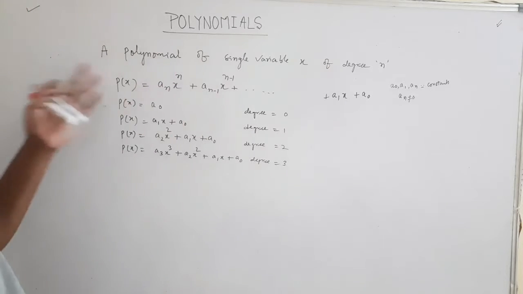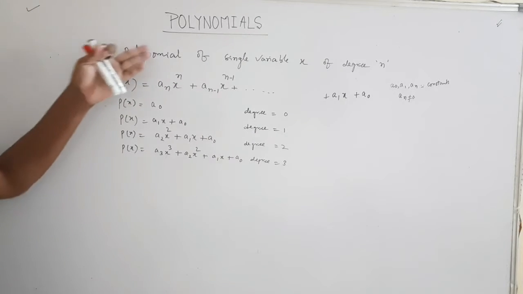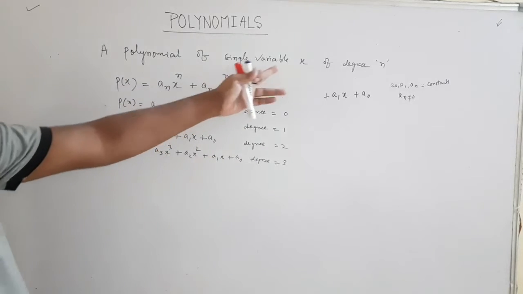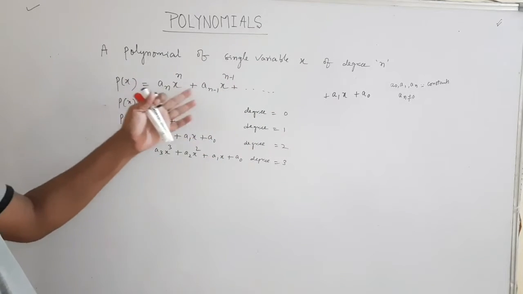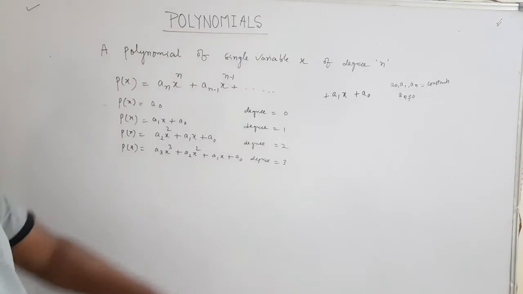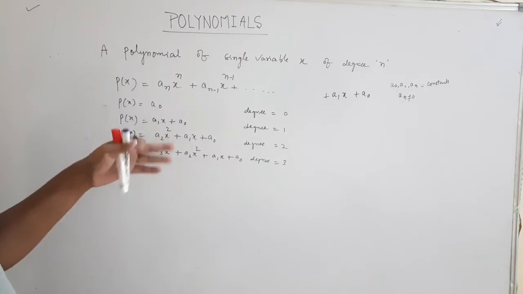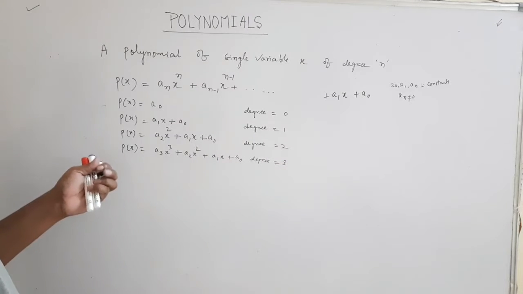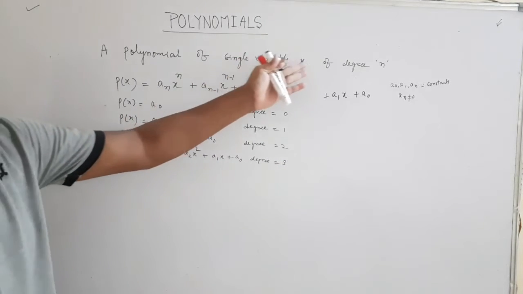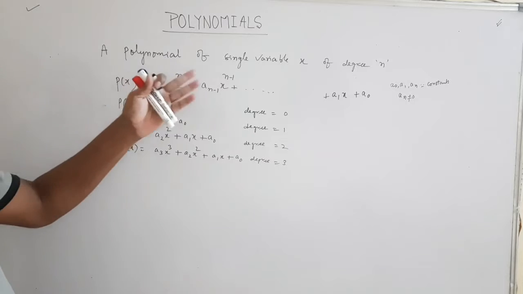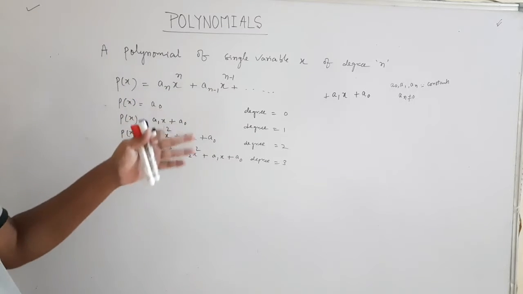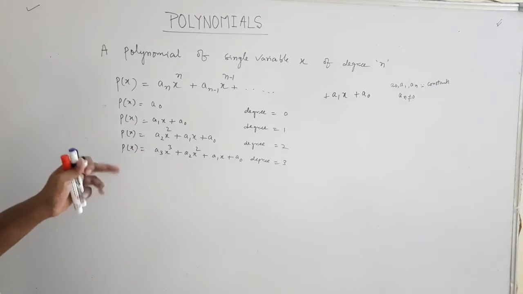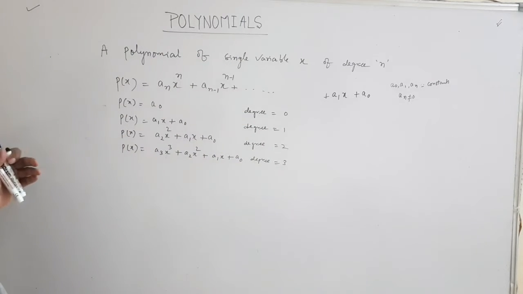Now this is just an algebraic expression involving the variable x, and that is called a polynomial of single variable x. You can also have polynomials of degree n with two variables x and y, with different coefficients that may involve x and y, but we are not discussing that right now. We are discussing only this basic polynomial.